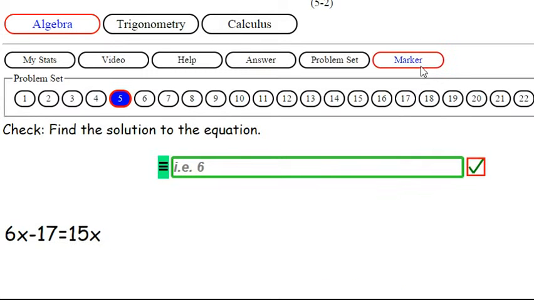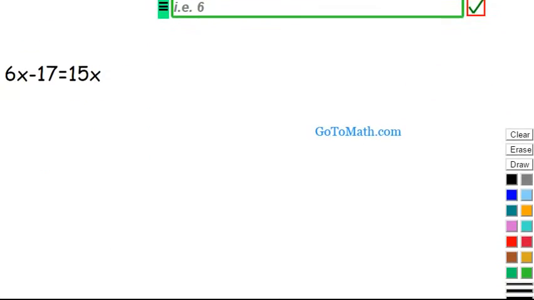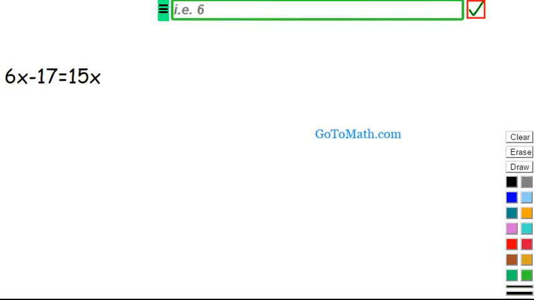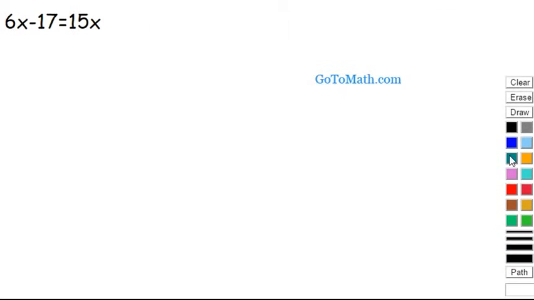So I guess we'll bring up the marker board because I got to write on something. Find the solution to the linear equation. This is a section on linear equations, I should say. What are we doing this time? How about that? All right.